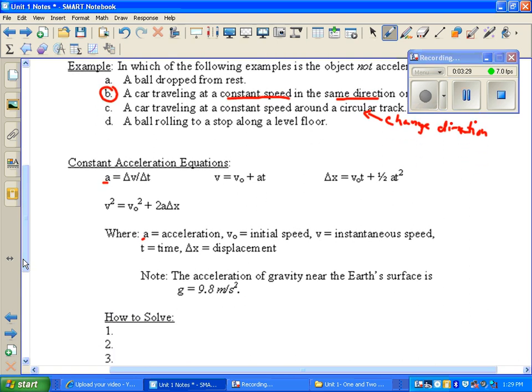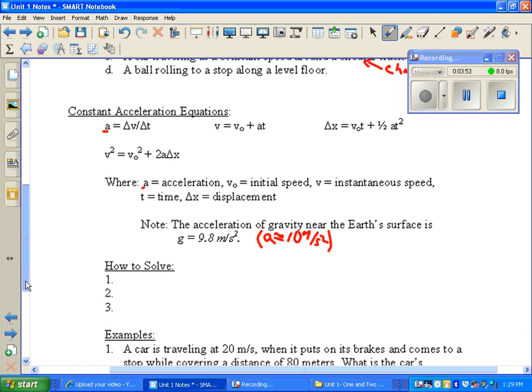The acceleration of gravity is a special one. If we talk about dropping a ball, we know the acceleration is going to be 9.8 meters per second squared. Now we can approximate that with 10. Okay, so we'll write approximately. All right, so it's approximately 10, and we're going to use 10 most of the time when we do these problems to make our math easier.